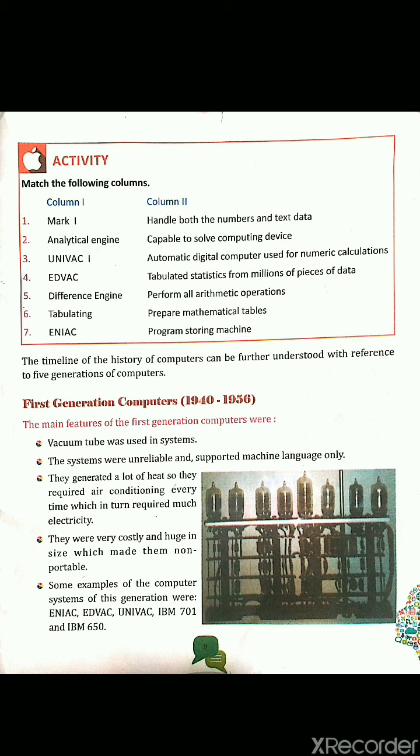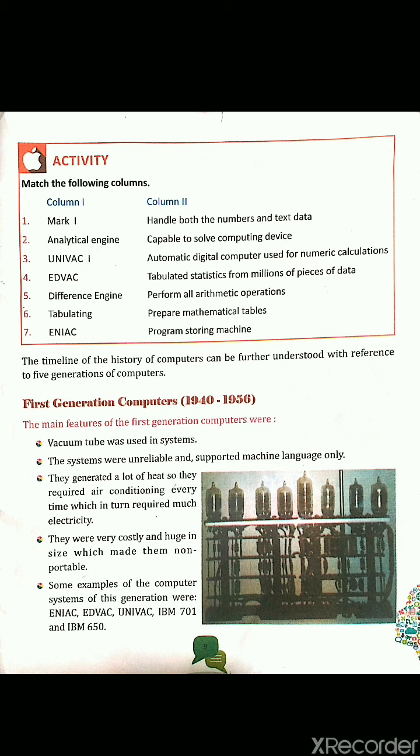They generated a lot of heat, so they required air conditioning every time, which in turn required much electricity. Look in the picture. These are the vacuum tubes. A single computer consisted of 1500 vacuum tubes, so they consumed a lot of electricity and generated a lot of heat. Due to heat, they usually were kept inside an air conditioned environment.